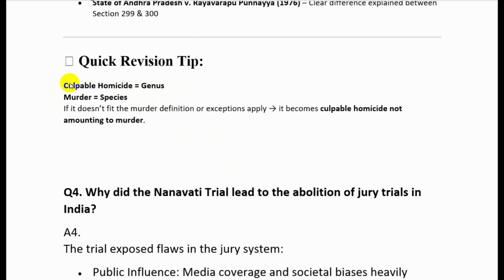If you had studied logic in the first sem, you would understand what is the difference between a genus and a species. I don't want to go into it right now. If it doesn't fit the murder definition, or it fits the exceptions, then it becomes culpable homicide not amounting to murder. Meaning, if the exceptions of murder are not there, then it is a murder. Otherwise, if the case fits the exceptions, then it amounts to culpable homicide not amounting to murder.